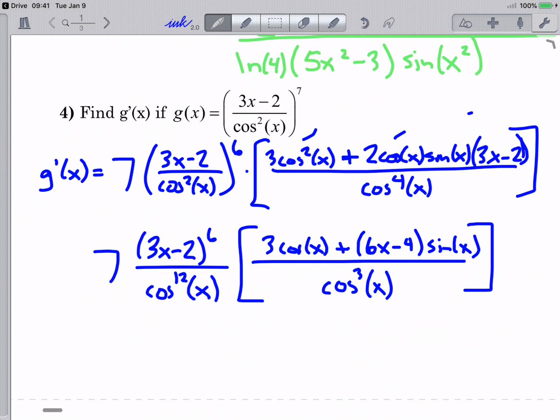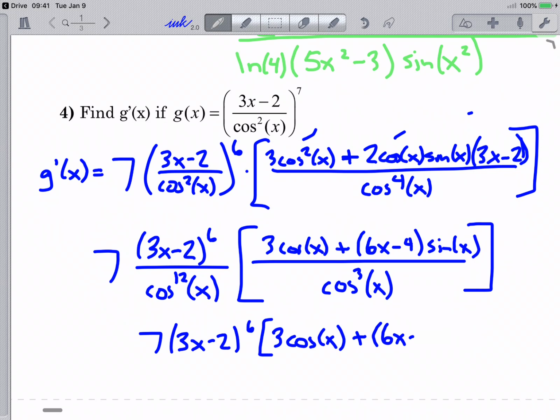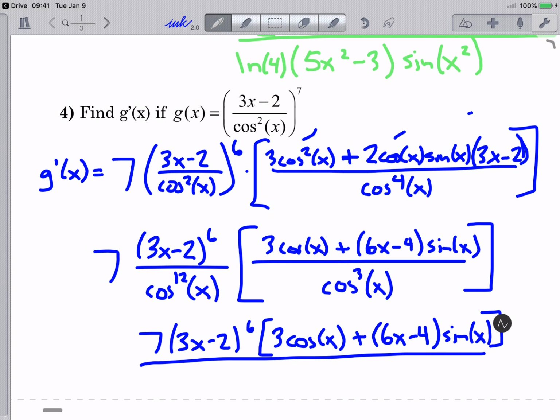And really all I can do left is just write 7 3x minus 2 to the 6th times the cosine of x. The numerator doesn't change. And then my cosine to the 12th and cosine cubed combine to make cosine to the 5th of x. And that would be my final answer. Nothing really exciting I can do with that.